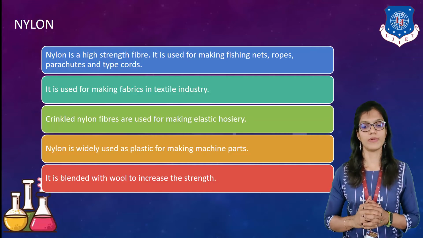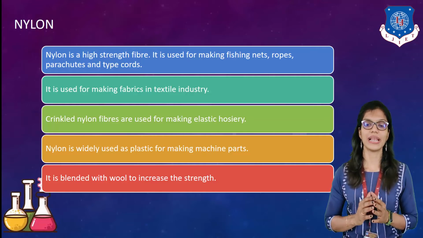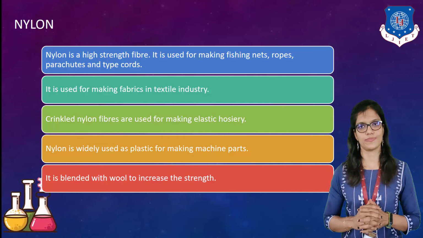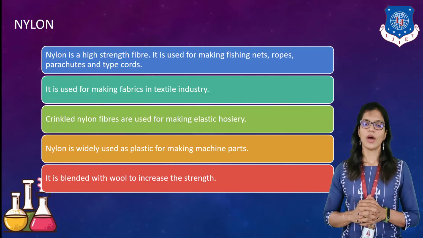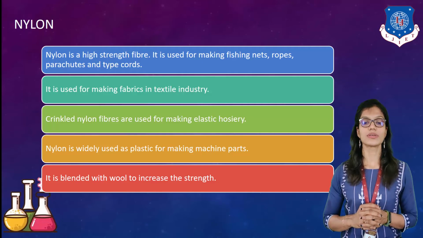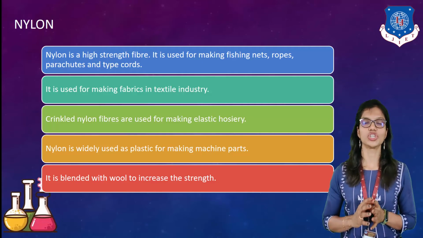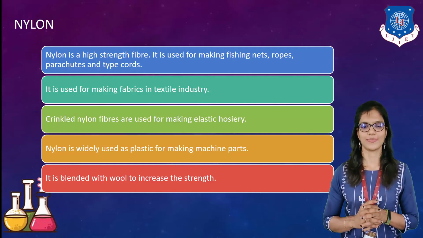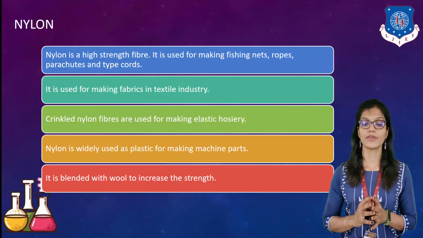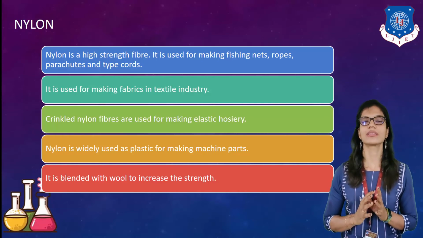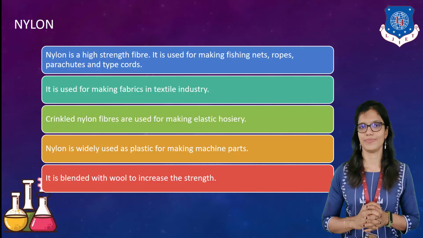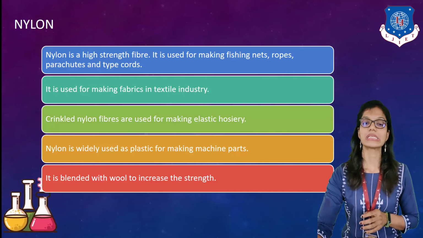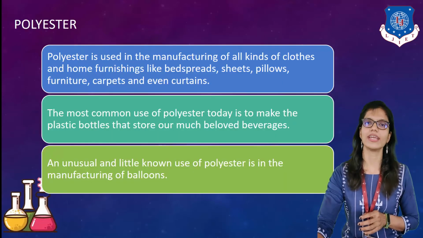Crinkled nylon fibers are used for making elastic hosieries also. Now, nylon is widely used as a plastic for making machine parts. It is blended with wool to increase the strength of the wool. Generally, this is the synthetic or semi-synthetic wool.